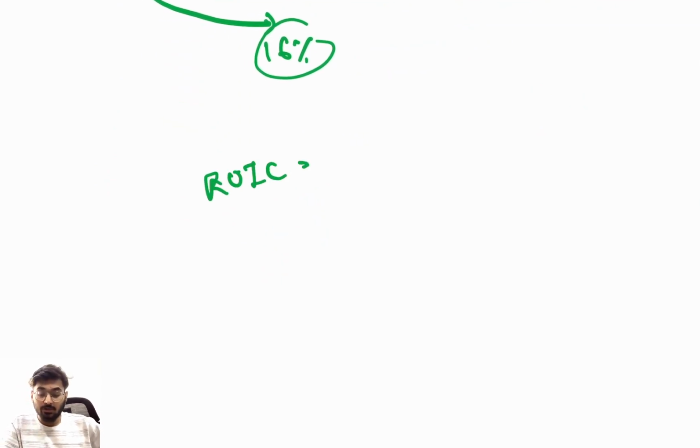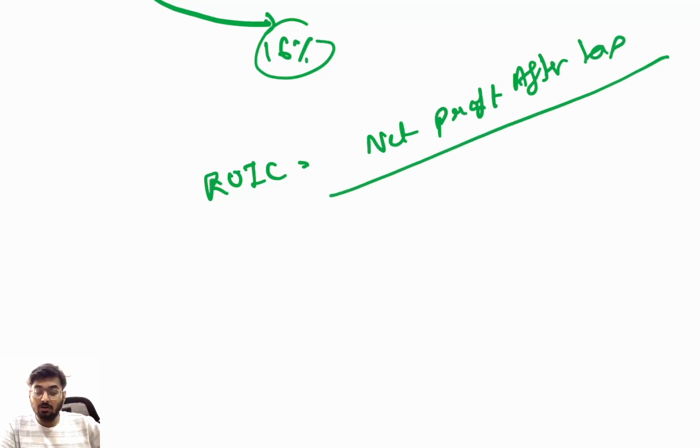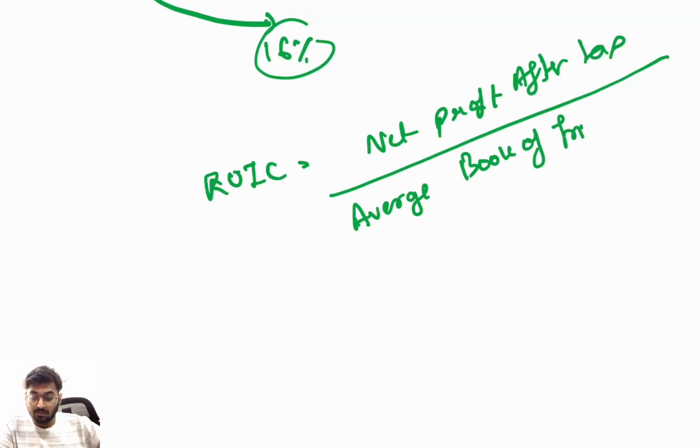See, first of all, you need to have the net profit after tax, because tax goes to the government. It's not going to the shareholder. And it will be divided by the book value of the total capital invested. Right, now it will be divided by the average book value of invested capital.